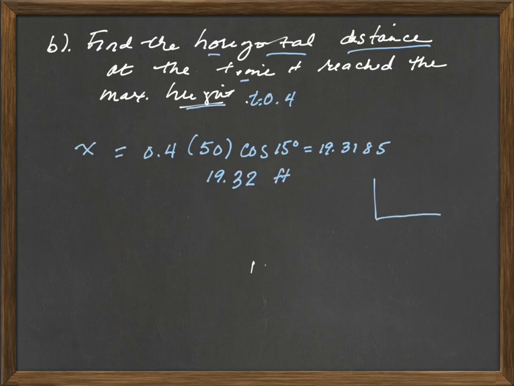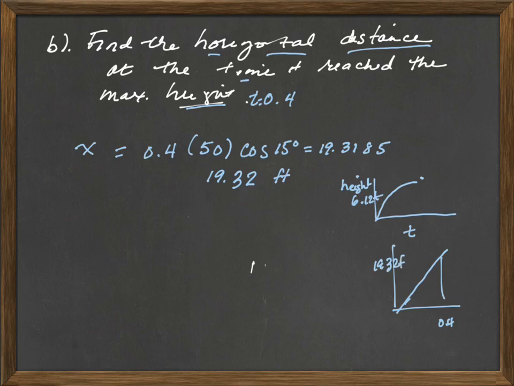So if you want like a picture of what happened, okay, here we go. If this is time and this is height, at the height, it was the last answer, 6.12 feet. And the other equation, if time went by, you were looking at how far did it go after 0.4 seconds, and it went 19.32 feet. Okay, so that was number 1 and number 2 for your homework.